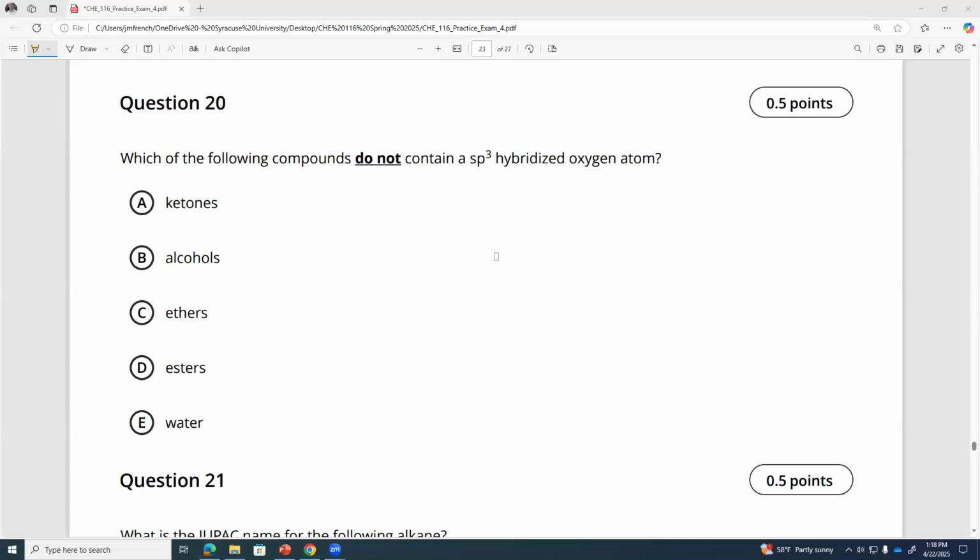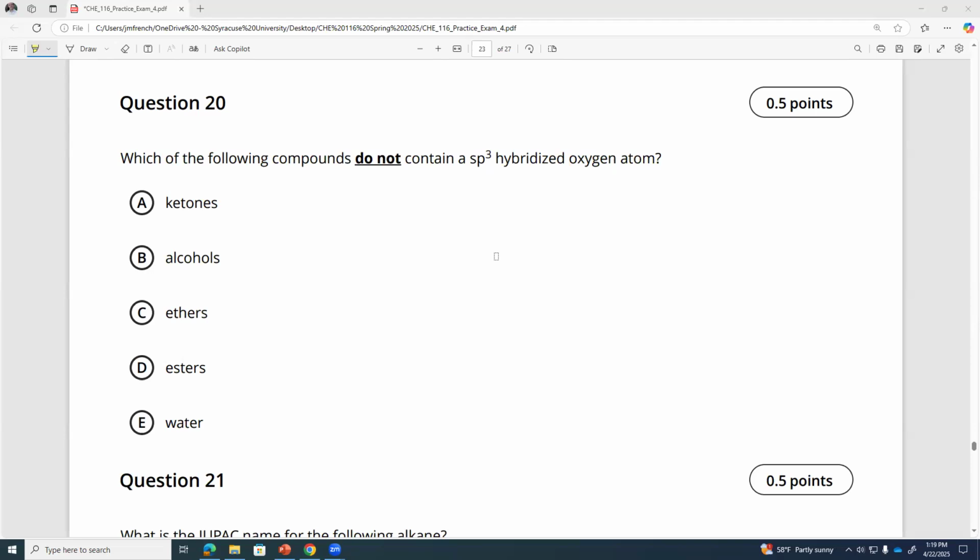Yeah, so organic chemistry next fall, you're going to start out with reviewing hybridization, geometry, bond angles, functional groups, chirality. So this will be a review for that. Even though we did this in Chem 106, it's also important to understand as we're talking about these functional groups. So which of the following compounds do not contain an sp3 hybridized oxygen atom?